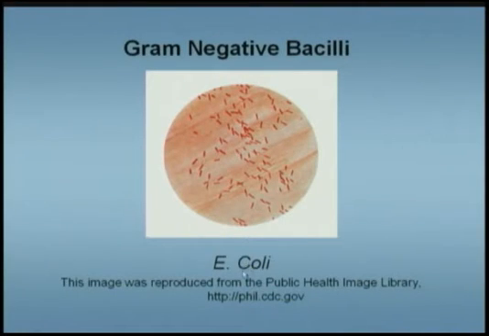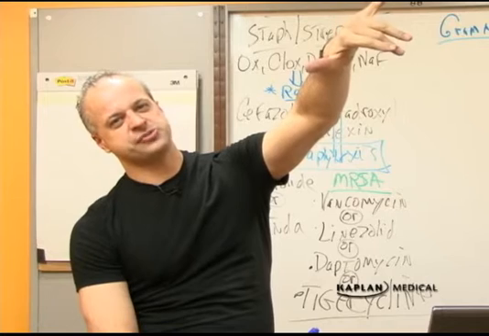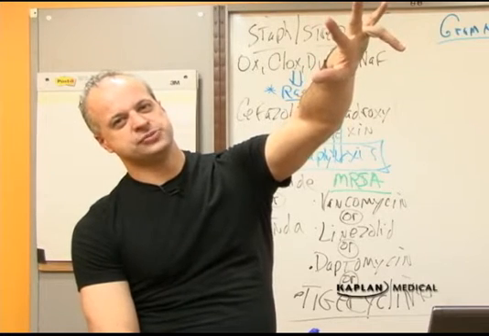Now this one is an E. coli here. Gram-negative means it's pink. However, this could be E. coli. It also could have been Klebsiella, Proteus, Enterobacter, Morganella, Pseudomonas, or Serratia. Gram-negative bacteria: E. coli, Klebsiella, Proteus, Enterobacter, Morganella, Citrobacter, Pseudomonas, Serratia.